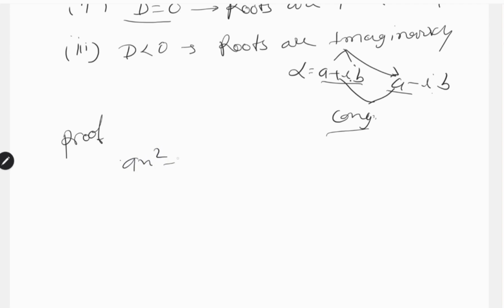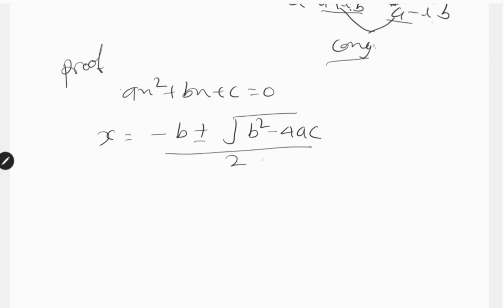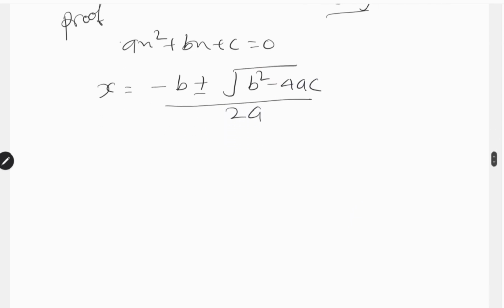Quadratic equation ax² + bx + c = 0. That is the method of solution. One formula is x = (-b ± √(b² - 4ac)) / 2a. Okay, then -b ± √D, that is D, upon 2a.